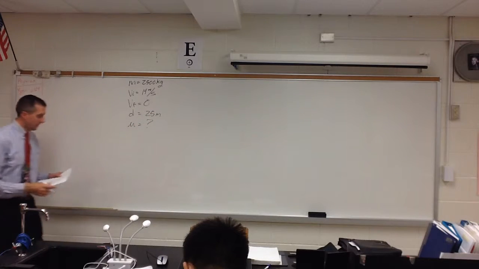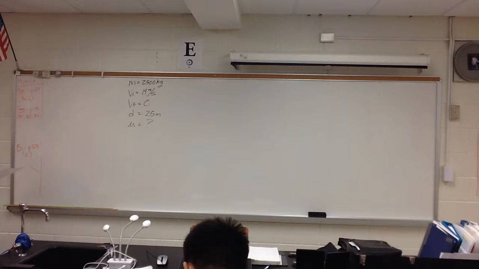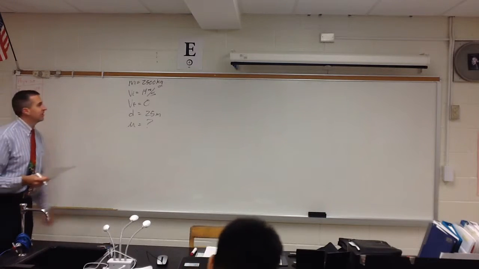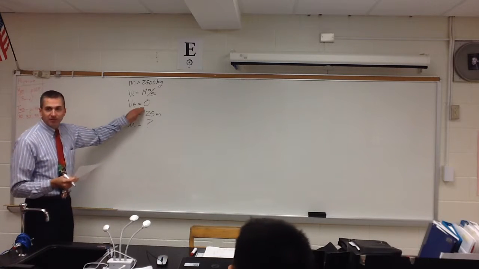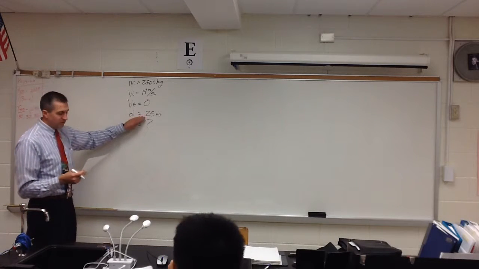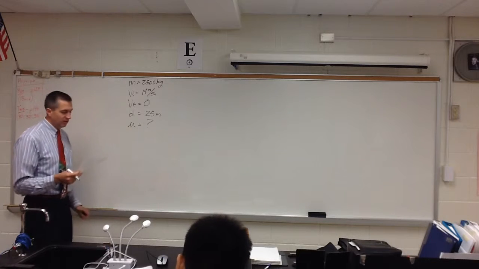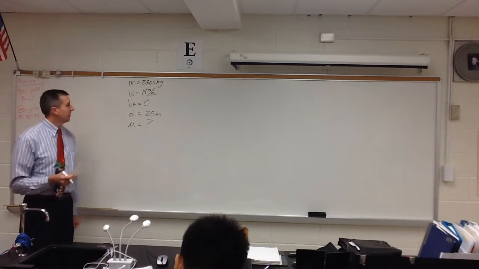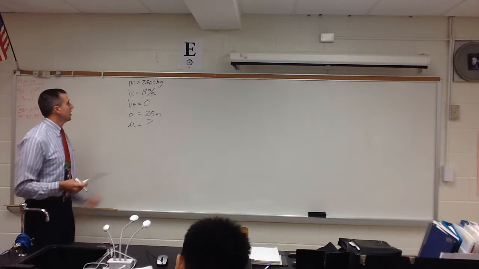Okay. From what you read me, this is what I heard. I heard that the mass is 2,500. You're going initially at 14 meters per second. You stop, so your final velocity is 0. It takes you 25 meters, and they want to know the coefficient of friction. This sounds confusing, sounds difficult. Well, where do we start?